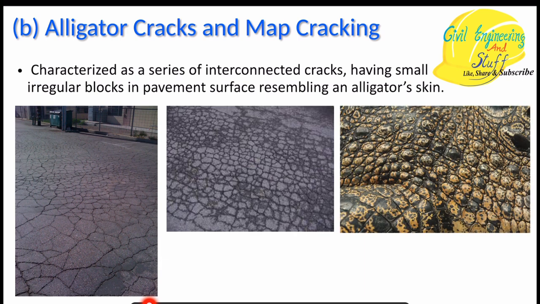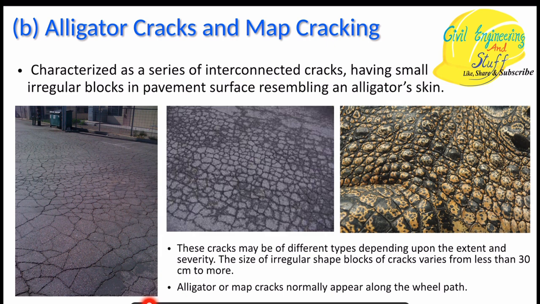Why are they called alligator cracks? Because their interconnected pattern resembles the skin of the alligator. That's why they are called alligator cracks. Now, these cracks may be of different types depending upon the extent and severity. The size of the irregular shaped blocks varies from less than 30 centimeters to more, and these cracks appear along the wheel path, along the carriageway where the traffic is moving. These cracks start to develop, and with the passage of time, as the moving traffic applies load, the cracking propagates throughout the carriageway.